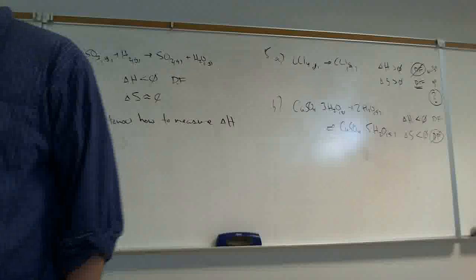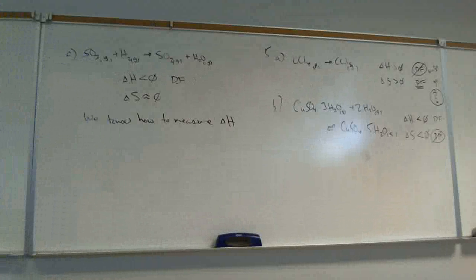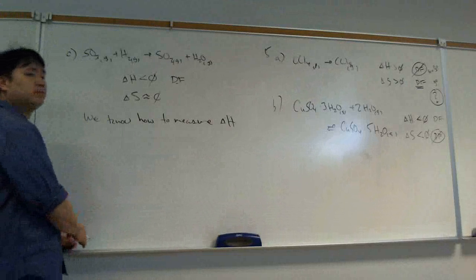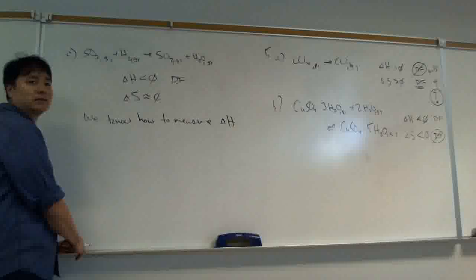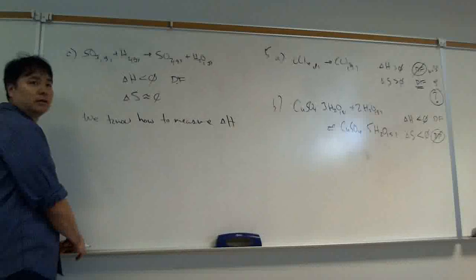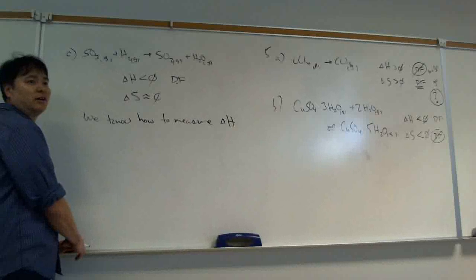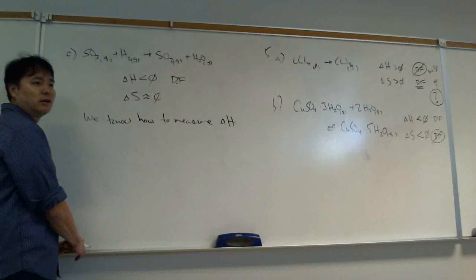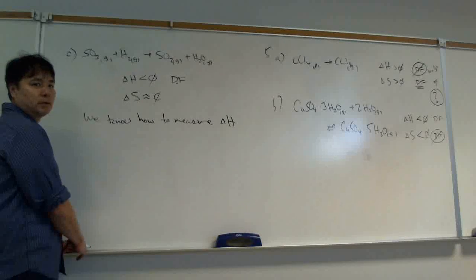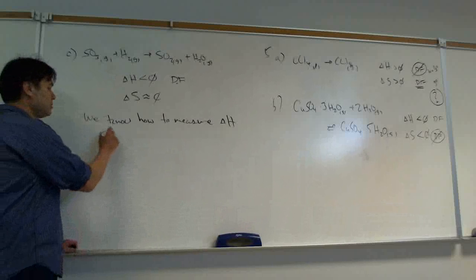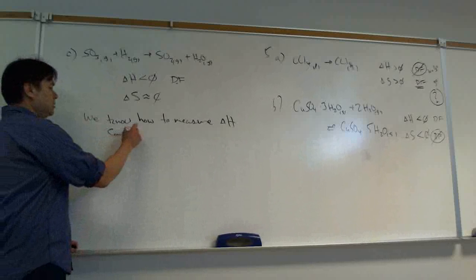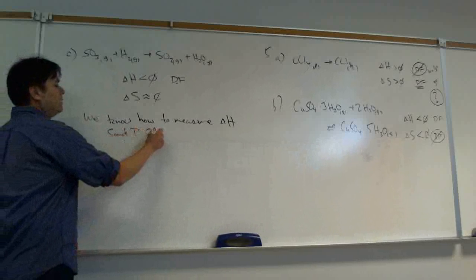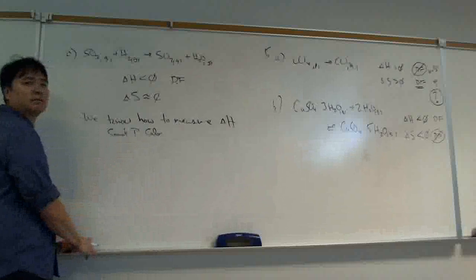All right, how do we determine delta H? By experiment. What kind of experiment can you do? Calorimetry. Which kind of calorimetry? Do we call it constant volume or constant pressure calorimetry? Constant pressure calorimetry will give us delta H.